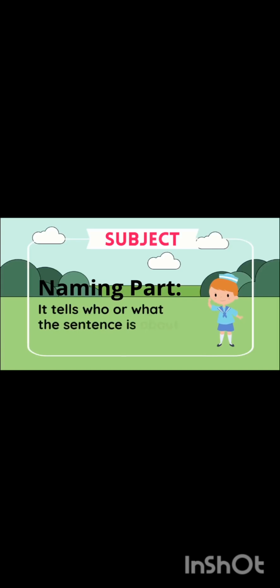Let's learn a little more about how a subject and predicate make a complete sentence. The first part is the subject. This is the naming part. The subject tells who or what the sentence is about.